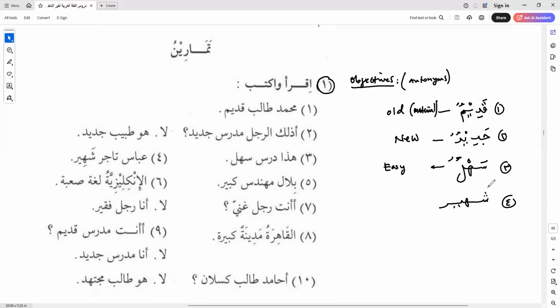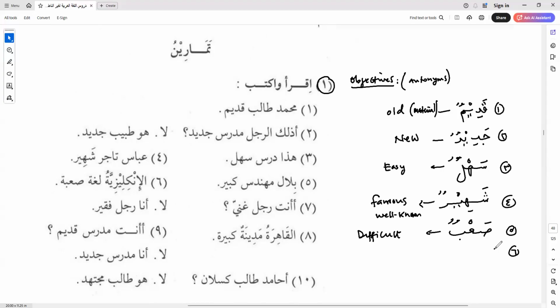And then adjective number four that you may be introduced to in this lesson point is Shahirun. Famous, or well known. Shahirun. And then another adjective that we're gonna look at is swa'bun, and that is to say something that is difficult. Difficult or complex. It can be swa'bun.